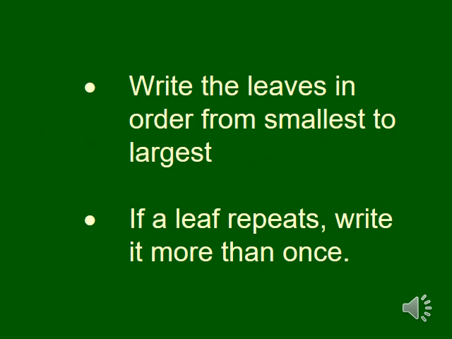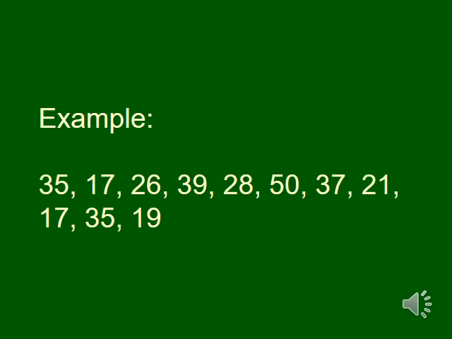When I'm doing that, I want to make sure that I sort the leaves from smallest to largest. And if something repeats, you always write it down more than once to show how many times it repeats. I'm going to look at one example of making a real basic stem and leaf plot. You'll do 2 or 3 problems in your book that'll ask you to make some stem and leaf plots, and those tend to involve more numbers than this, but the process is the same.